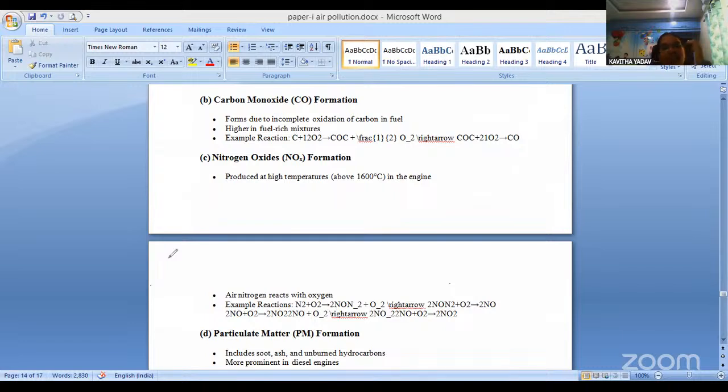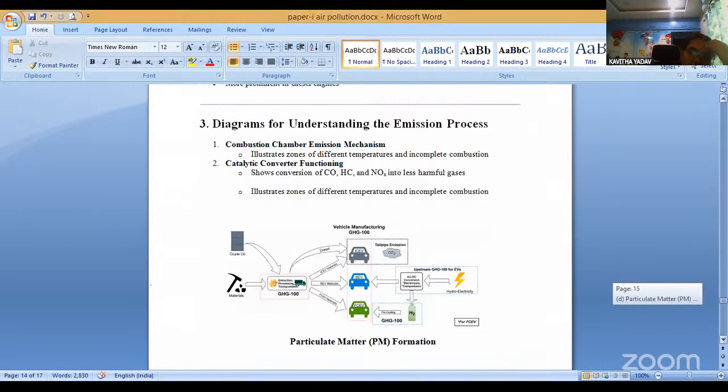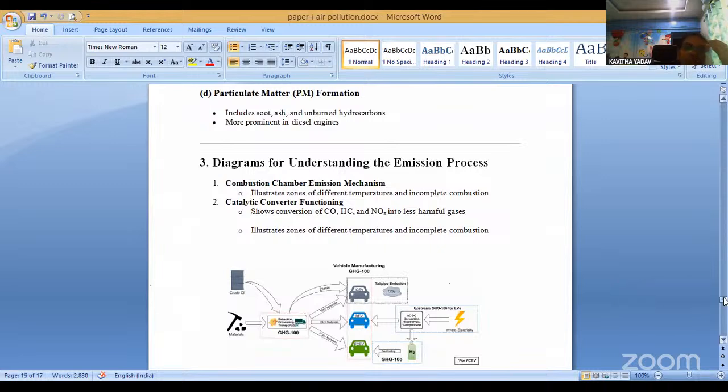The next one is the particulate matter formation. It includes soot, ash, and burned hydrocarbons, which are more prominent in diesel engines.